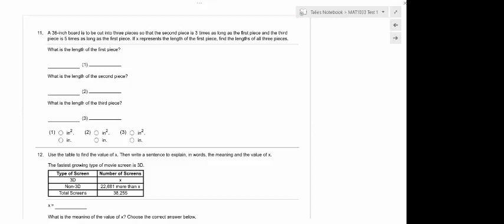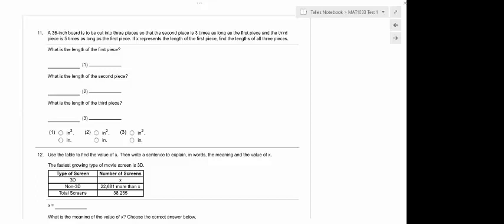You have a 36-inch board that will be cut into 3 pieces so that the second piece is 3 times as long as the first piece, and the third piece is 5 times as long as the first piece. If X represents the length of the first piece, find the lengths of all 3 pieces.